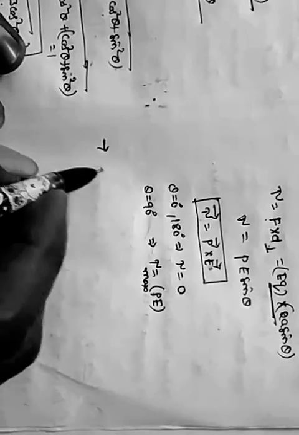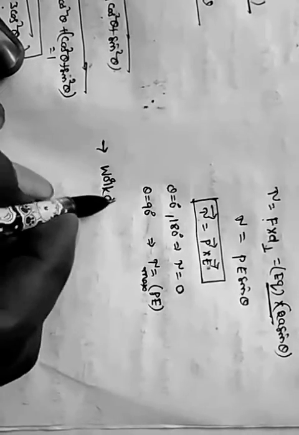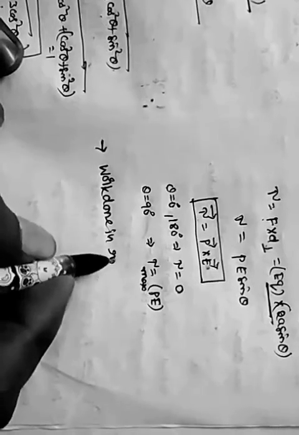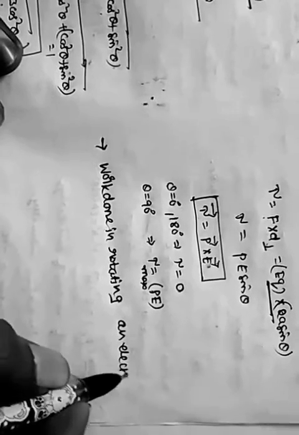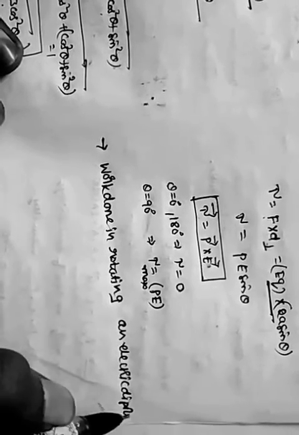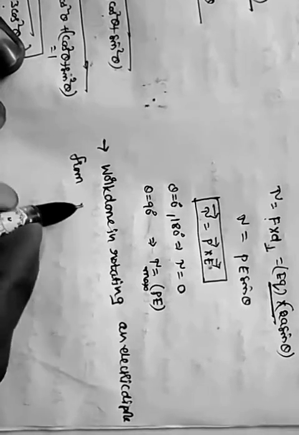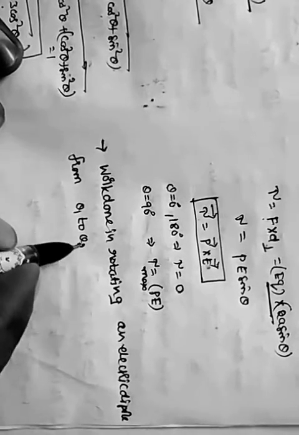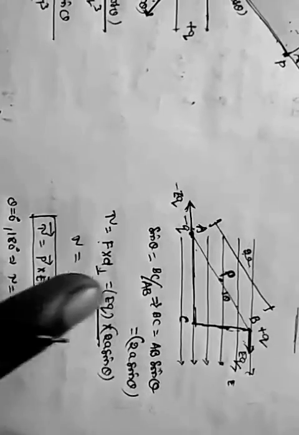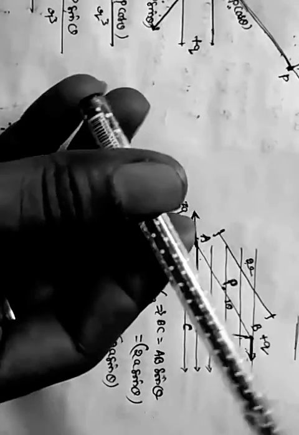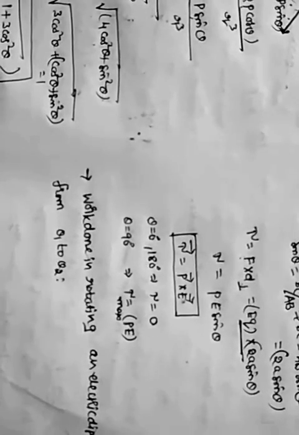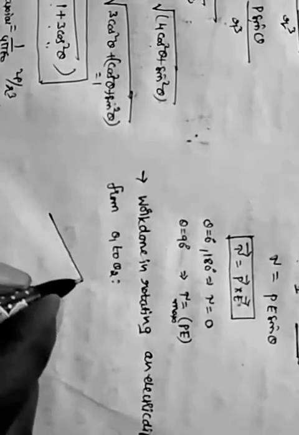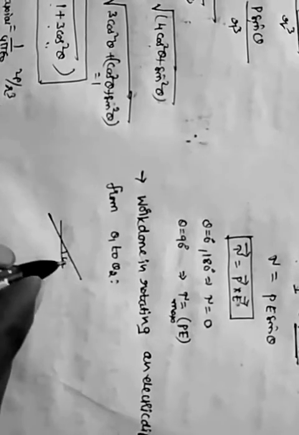Now what is the amount of work done in rotating an electric dipole from theta 1 to theta 2? I want to rotate this electric dipole from this position to this position. This is the initial position. Now the position is changed like this. That means initially the dipole is making an angle theta here.